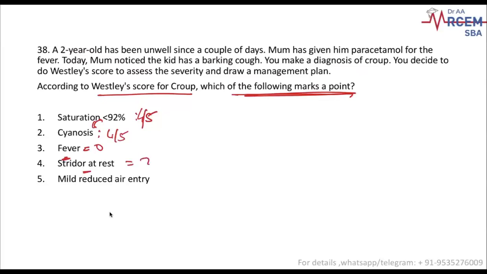Stridor at rest is 2 points. Mild reduced air entry is 1 point. So out of all these options, the fifth one gets the 1 point. So the right answer is the fifth one. So Westley's croup classification is very important.